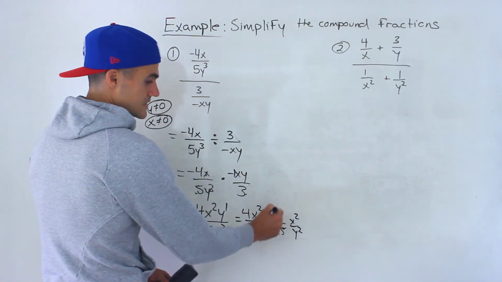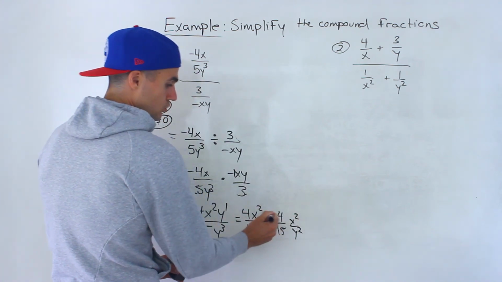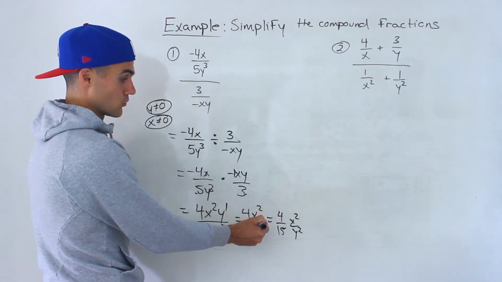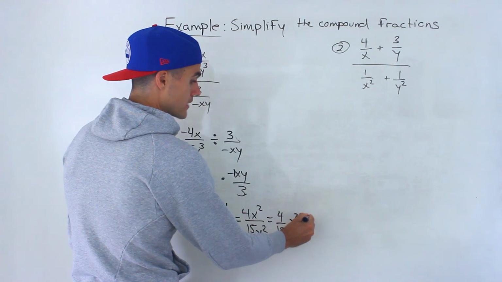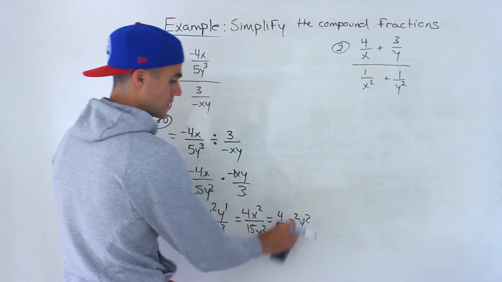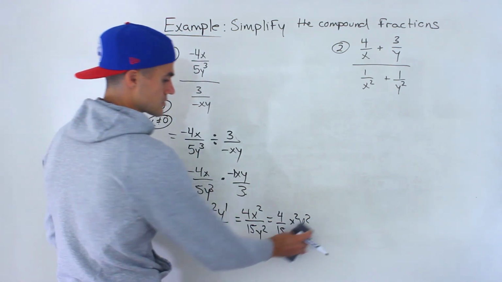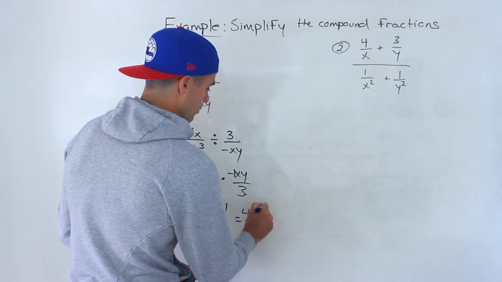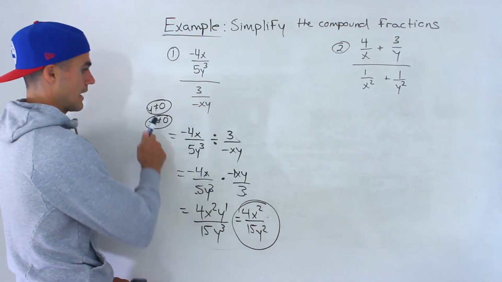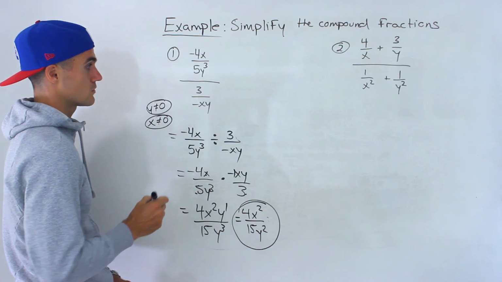A lot of times they take out the fraction if there's only expressions left in the numerator. So if this was like x squared y squared maybe, then they may show it like this. But most likely the answer is going to be in that format. So this is the final answer, and those are the restrictions right there.